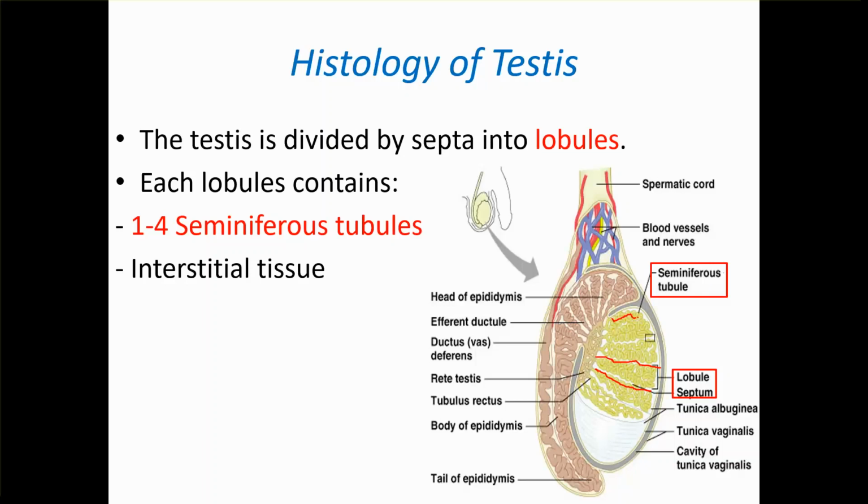What you're seeing here, the coiled structure, is called the seminiferous tubule. There are one to four seminiferous tubules in each lobule, and there is interstitial tissue, which you will see in the upcoming slides. The seminiferous tubules go towards the mediastinum testis, also called the rete testis, and further the rete testis enters into the efferent ductule. This part is the head of the epididymis, then the body of the epididymis, and then the tail of the epididymis. Then you have the beginning of the vas deferens. This is how the sperm passes through the testis and then the epididymis.